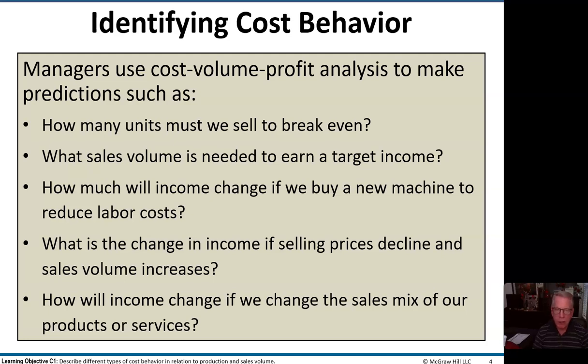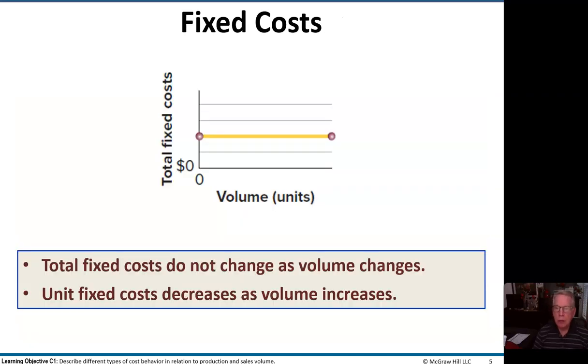These are often analyses which we as managers are asked to make, especially in a manufacturing environment. So first of all, let's look at fixed costs. As shown here, fixed costs stay the same no matter what level of volume you have. So here's our volume on the x-axis, and here's our costs on the y-axis. And these are costs that don't change as volume changes.